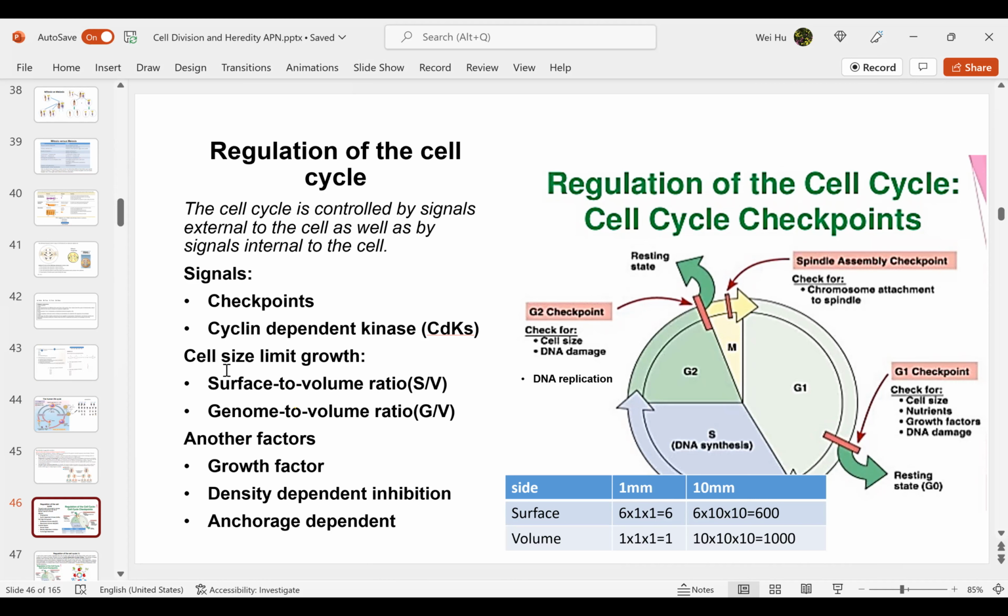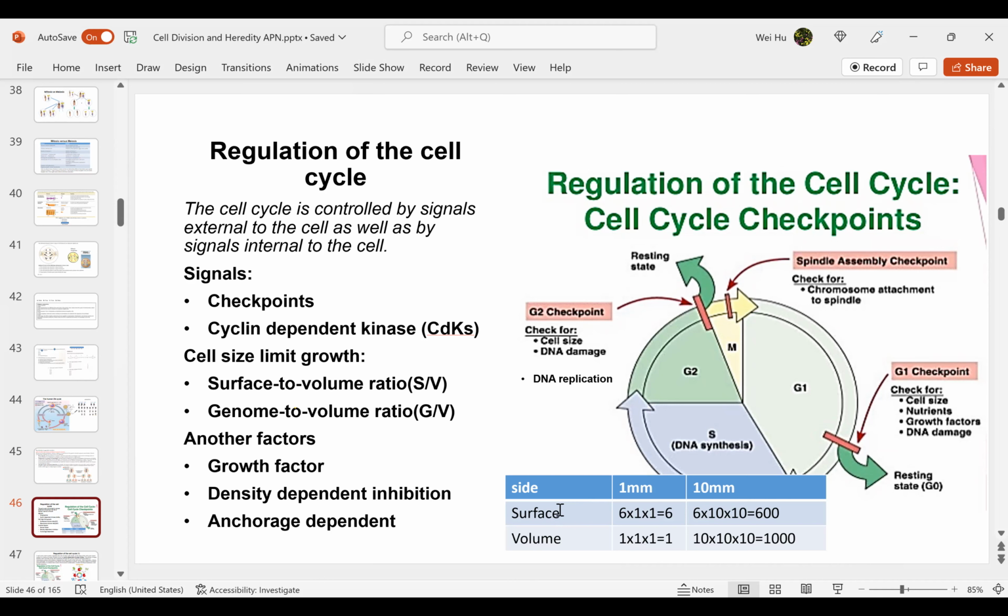So number 2 is cell size limits growth. You have a surface area that has to cope with your volume. If your cell is too big, then it cannot cope, because we already spoke about membrane transport. You have to get in nutrients, get in water, and get rid of waste. If you don't have enough surface area, you cannot do it, especially if your cells are too big.